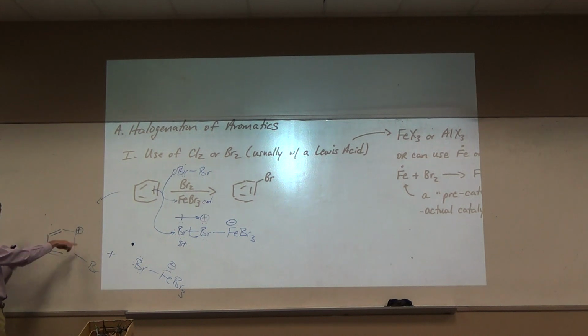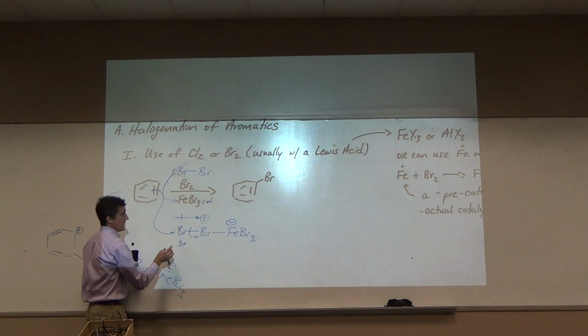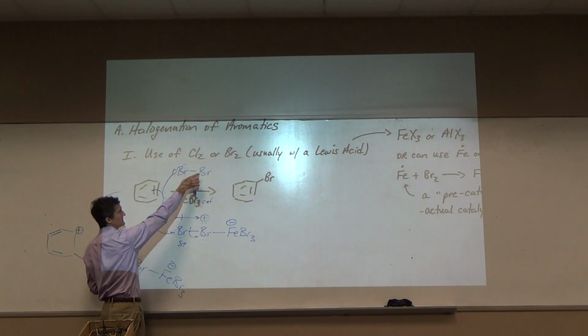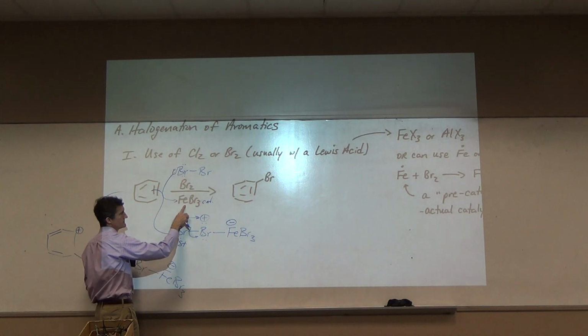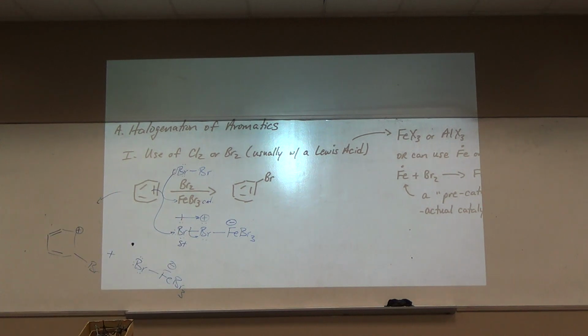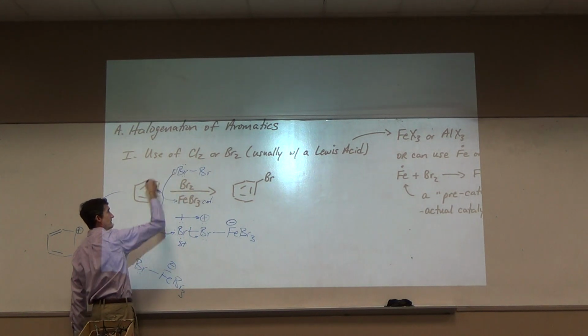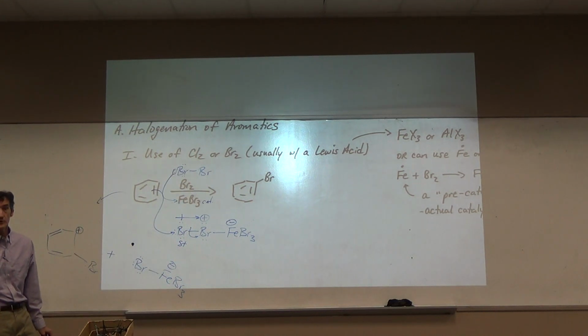But then here's our sigma complex. We've just added Br instead of E. We added E on the front page. Complexation of the bromine with the Lewis acid. By the way, why do we call it Lewis acid? What's the definition of Lewis acid? Yeah. Accepts an electron pair. What electron pair did the iron accept? The lone pair from the bromine.